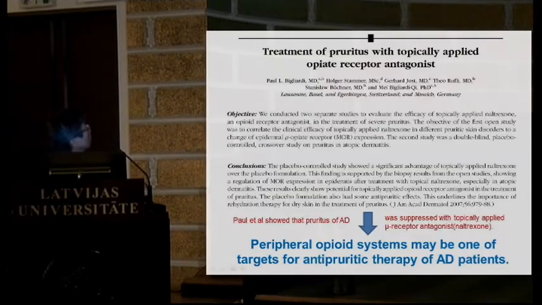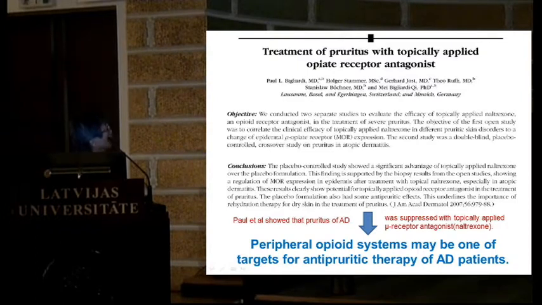Paul showed that pruritus of atopic dermatitis was suppressed with a topically applied mu receptor antagonist. These findings suggest the peripheral opioid system may be one of the targets for antipruritic therapy of atopic dermatitis patients.